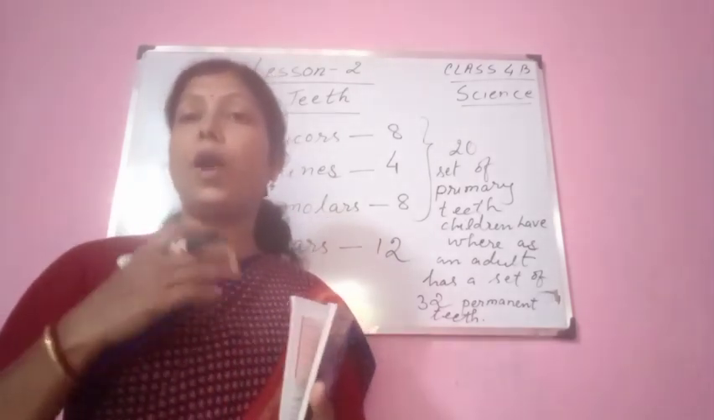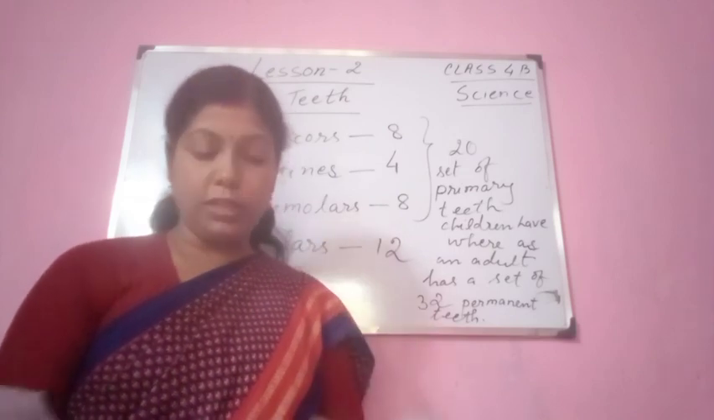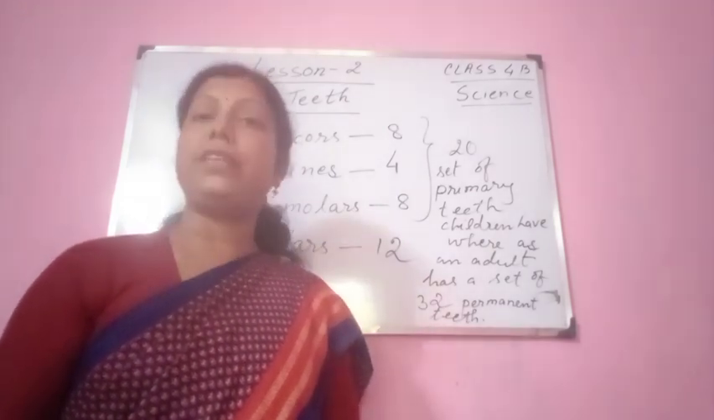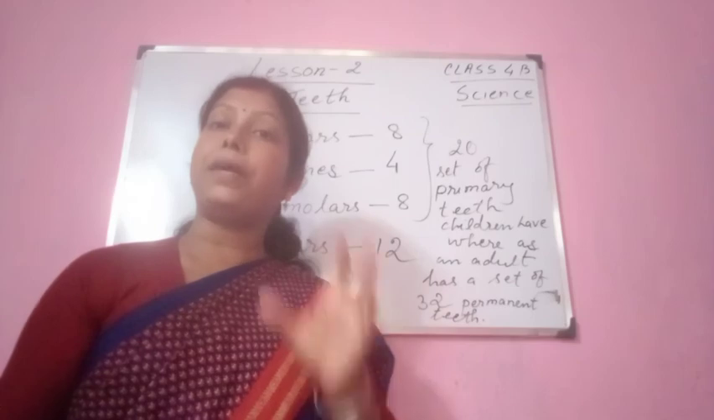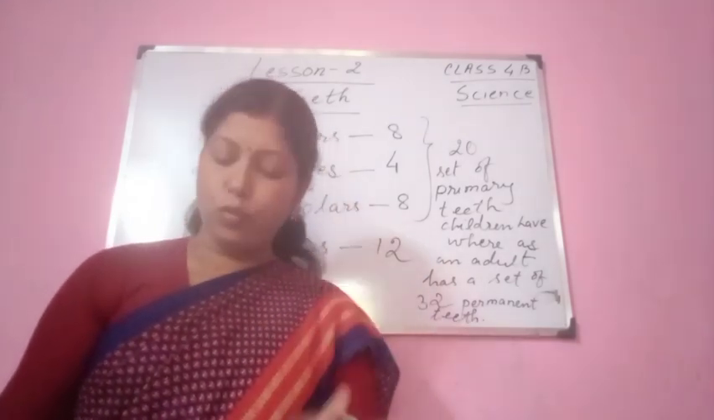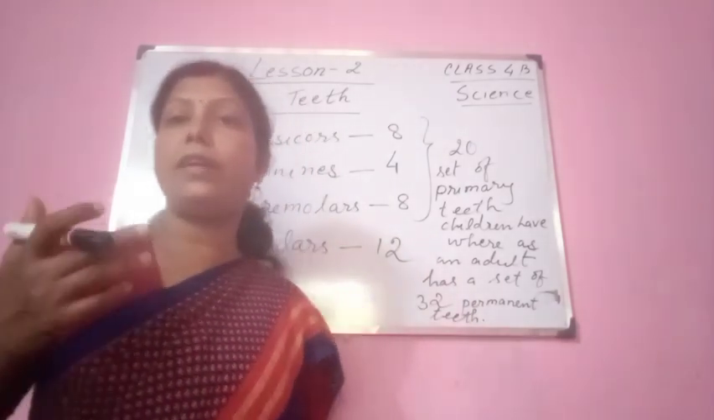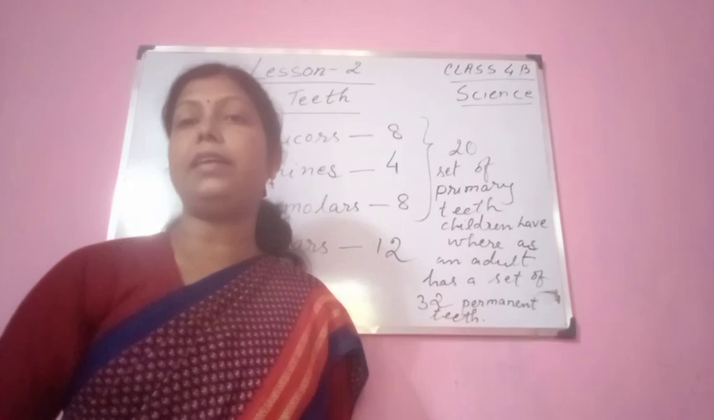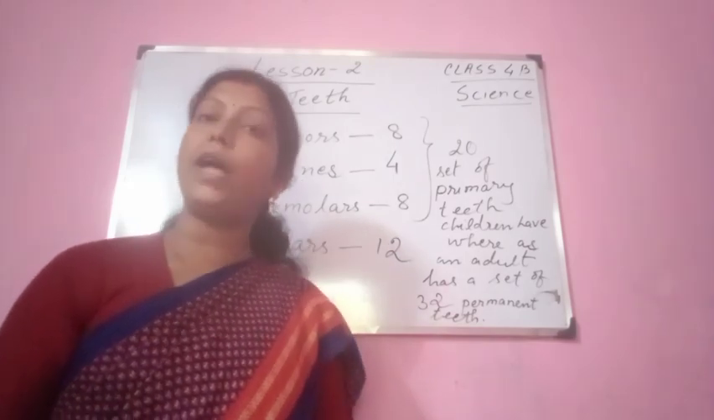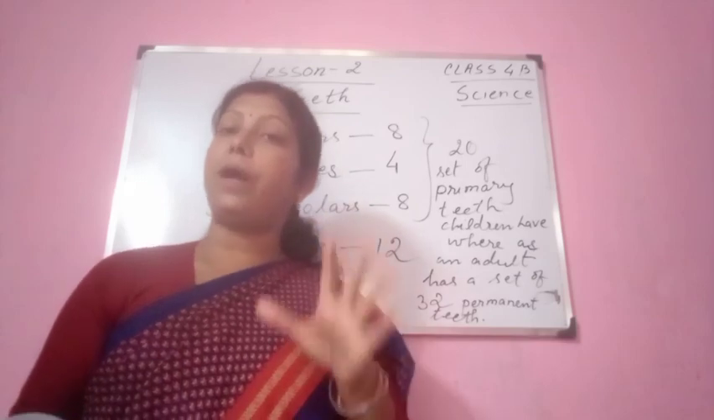Whatever you are eating, nutrients are going through these blood vessels, because the pulp contains the blood vessels and nerves that supply nutrients to the tooth and nourish it. The tooth also needs nourishment. So how is it getting the nourishment? It is getting it through the pulp, because the pulp contains blood vessels and nerves.